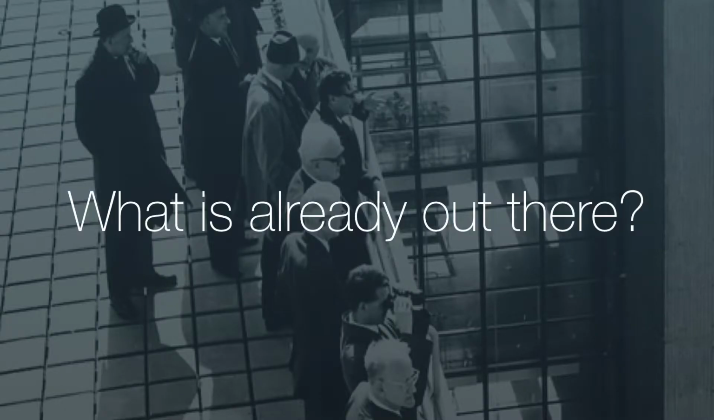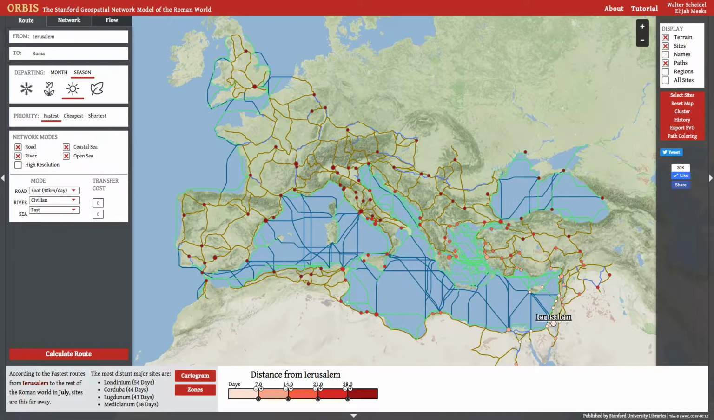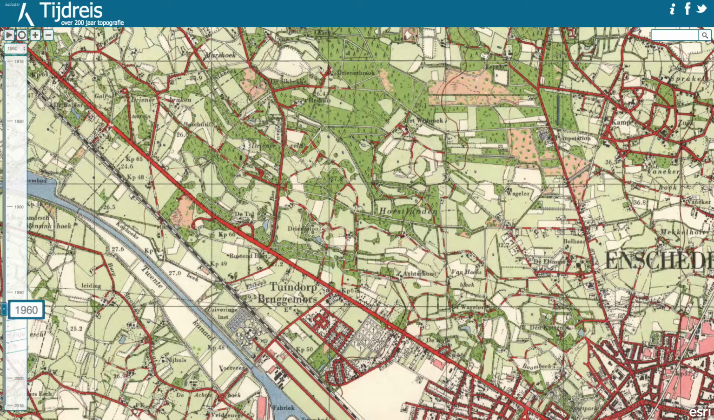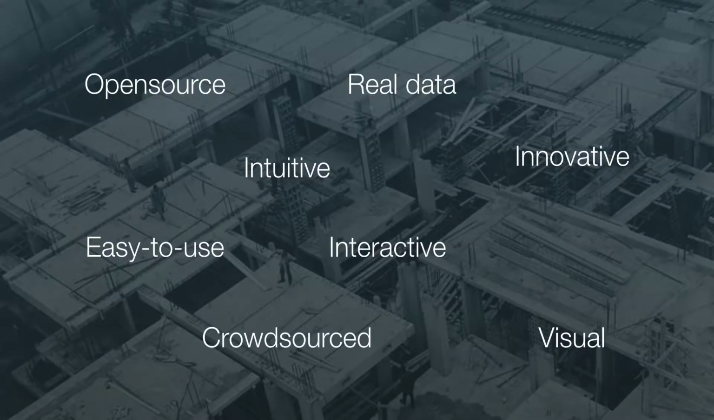But then the question is, what is already out there? What is out there is specialist programs like this one. It shows you the routes of the Roman Empire, but it only shows the Roman era, and it only shows you routing information. There are also other platforms. This is a Dutch website from the Cadastre. It shows you land maps, mostly the roads, and you can actually go back to the 1800s, which is really cool. But it's only pixels, so you only see roads and you cannot really zoom in or interact with the map.